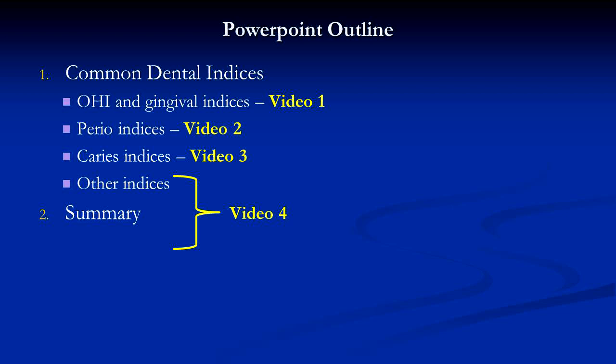Know the range of the scores. Know the rule of thumb is that a low score is good health and a high score is bad. And anything that is unique about that index, you'll be fine. In terms of my test, and honestly, I think for boards as well, it's just way too much material to know. So let's start off by talking about oral health and gingival indices.